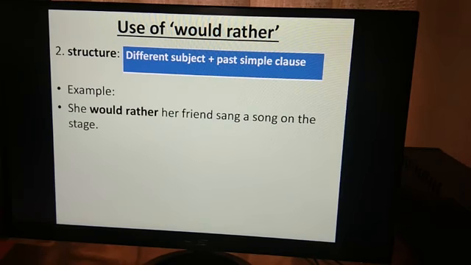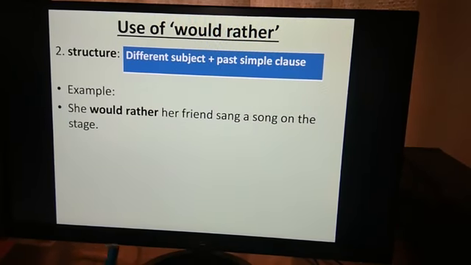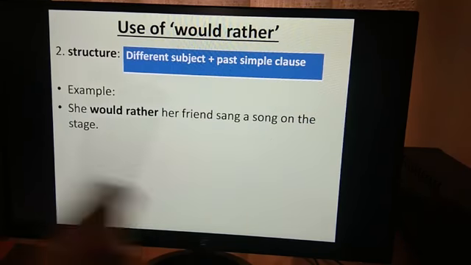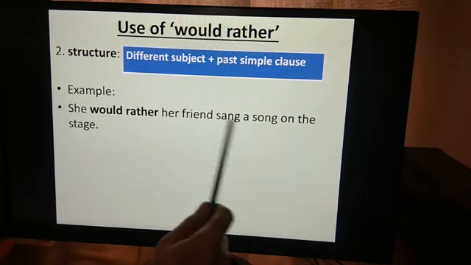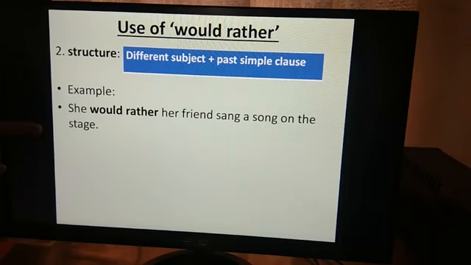She would rather her friend sang a song on the stage. Sang a song on the stage. This is past simple clause. She would rather her friend. Different subject. She one subject, her friend another subject. Okay. And past simple clause, sang. This is past tense, sang a song on the stage. So she, different subject plus would rather plus past simple clause. Okay.